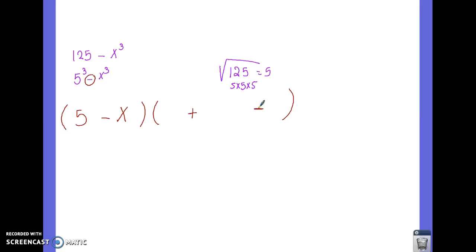Now, my second parenthesis, we square the first term. We square the second term. And then we multiply both of my bases. Simplify it more. We get 5 minus x times 25 plus 5x plus x squared.